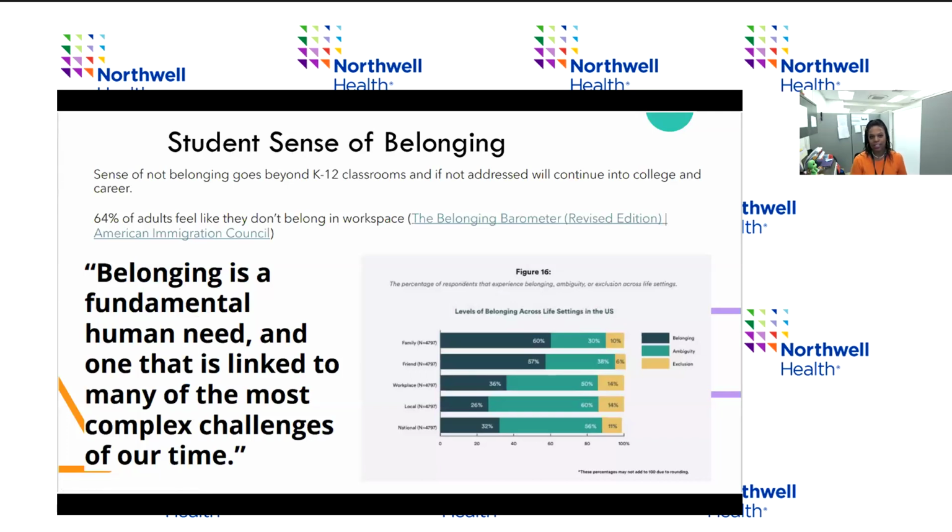And as Vera said, there's a great need for a sense of belonging. We did some research, and I like to focus on this because 64% of adults feel like they don't belong in their workplace. And it didn't start in adulthood, right? If you didn't feel like you belong, it didn't just start when you graduated from college. It's something that was happening all throughout school. So how do we address that need for students to feel like they belong? We want students to feel that sense of belonging now, so that as adults, they'll feel like they belong.